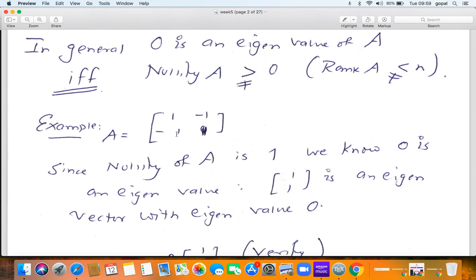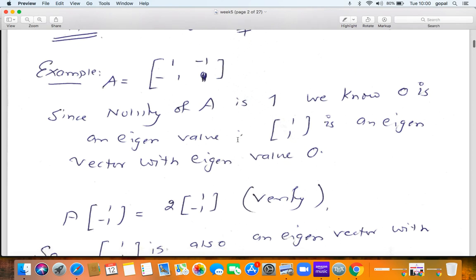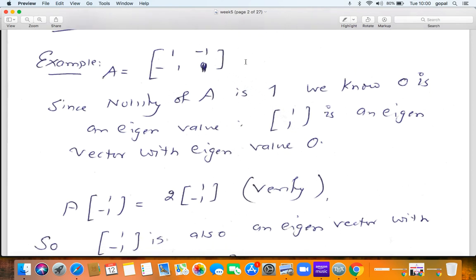Obviously, the rank is 1 and the nullity is 1. And so by the previous example, 0 must be an eigenvalue. In fact, multiply the matrix by (1, 1). So A applied to (1, 1) is (0, 0). So (1, 1) is in the null space. So the eigenvector is (1, 1) with eigenvalue 0.